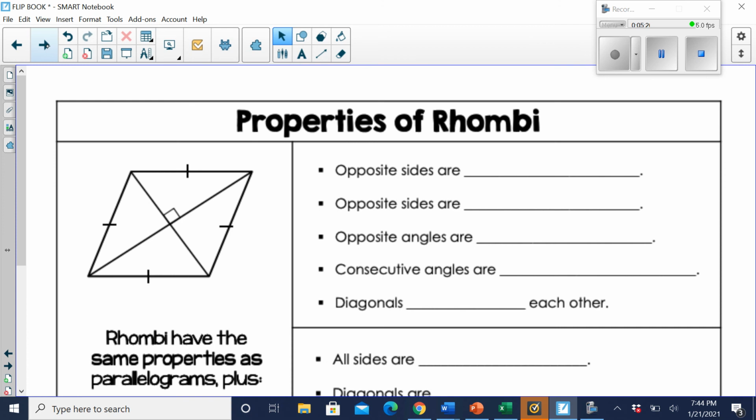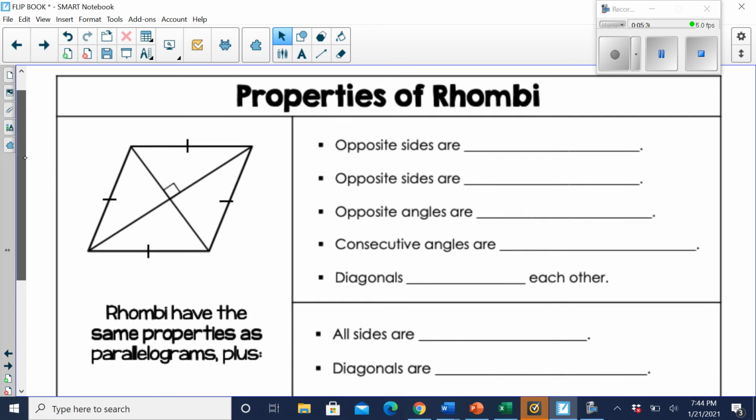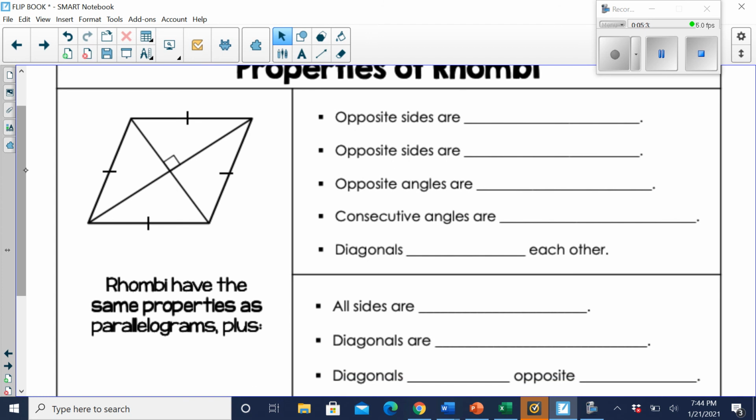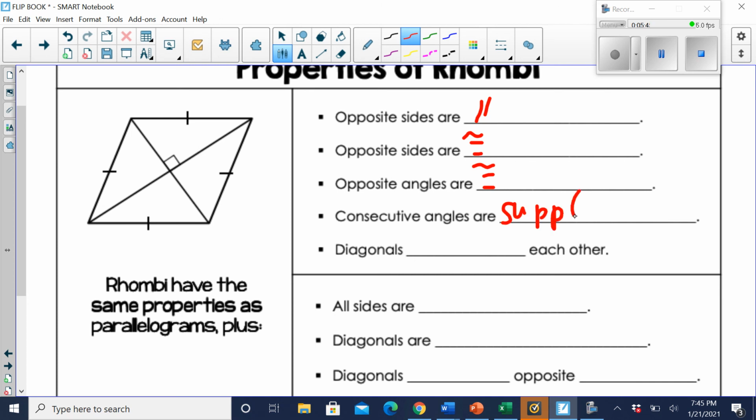Now we're going to move into properties of rhombi. A rhombus is still a parallelogram, so it's going to have all of those parallelogram properties that we talked about. You could fill these in on your own. Opposite sides are parallel, opposite sides are congruent, opposite angles are congruent, consecutive angles are supplementary, meaning that they equal 180. And the last one is the diagonals bisect each other.